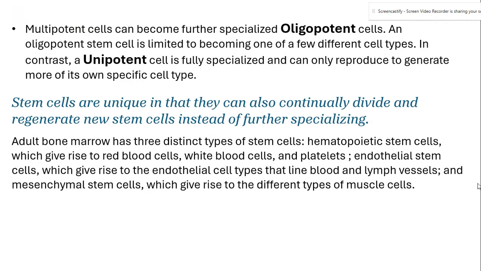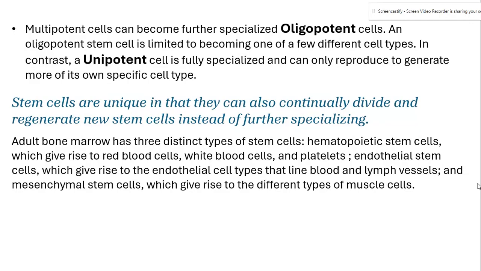Multipotent cells can become further specialized into oligopotent cells, and oligopotent stem cells are limited to becoming one of a few different cell types. In contrast, a unipotent cell is fully specialized, can only reproduce to generate more of its own specific type. Stem cells are unique in that way. They can also continually divide and regenerate new stem cells instead of further specializing.